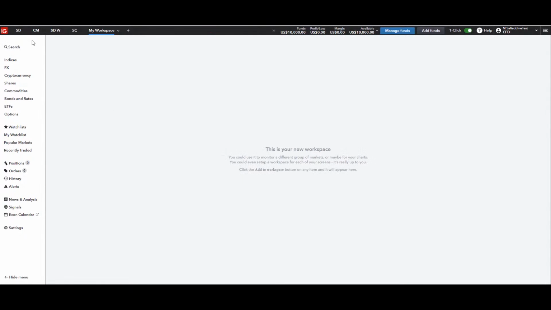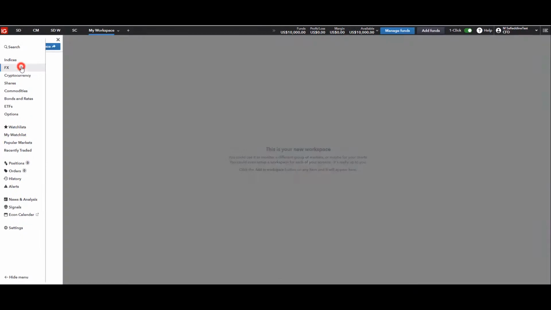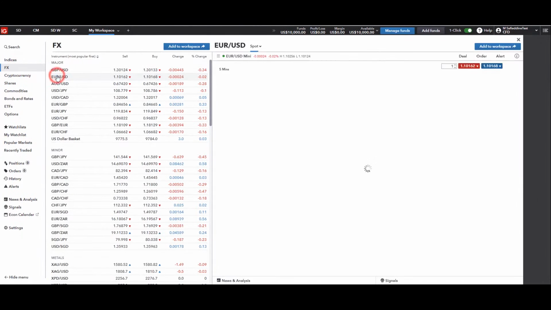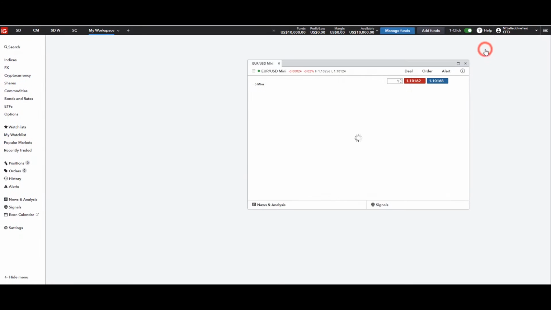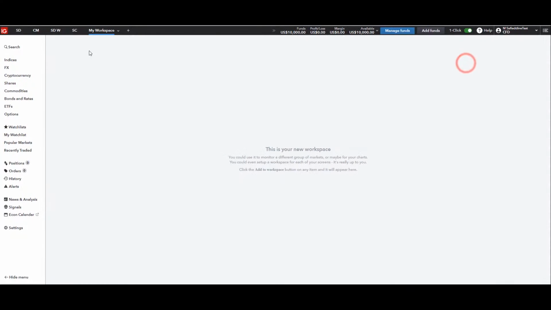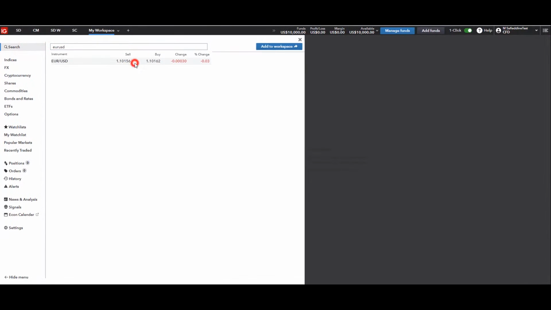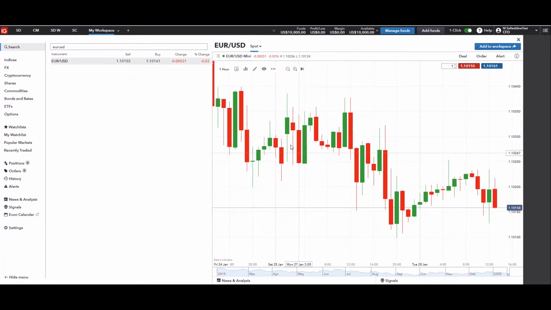If we want to look for EUR USD, it's going to be under FX, because it's a Forex currency pair. So you can click on that and you'll see EUR USD over there, and you can take a look at the chart from there. You can place trades, you can add it to the workspace and close it. We did that in the last video. Or you can go to the search bar, EUR USD is there. Let's go ahead and take this one.